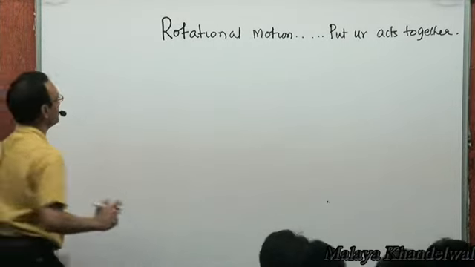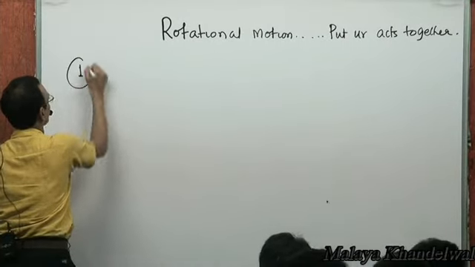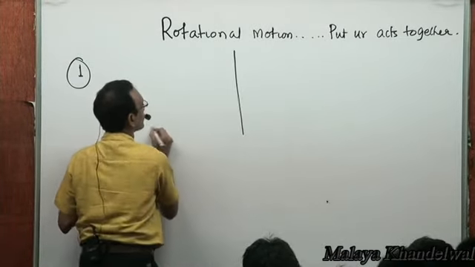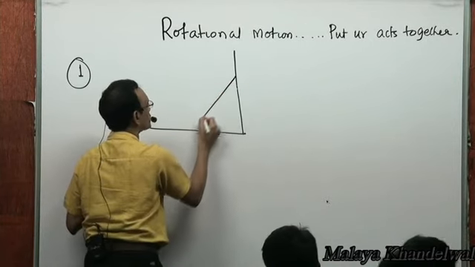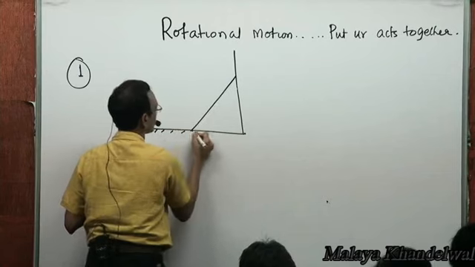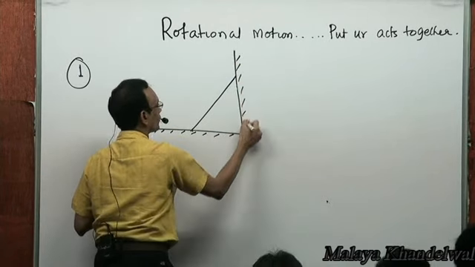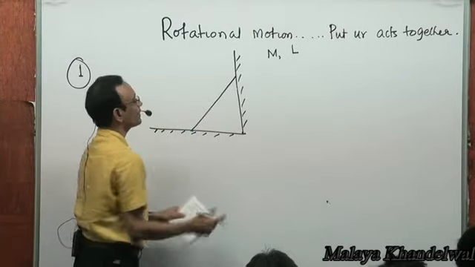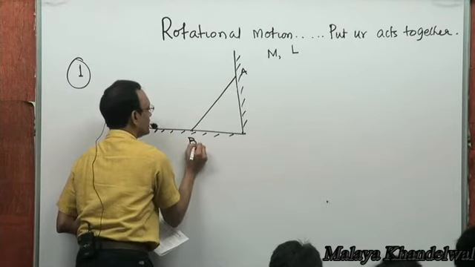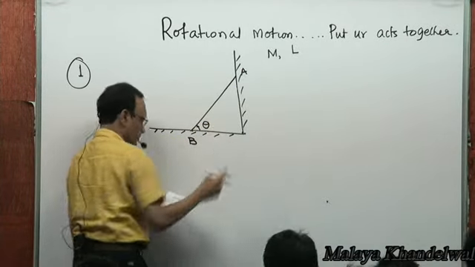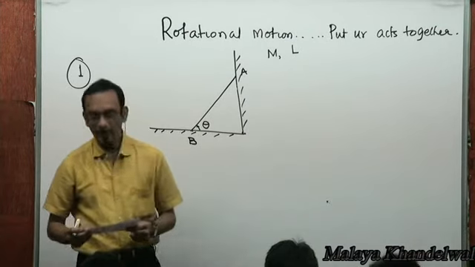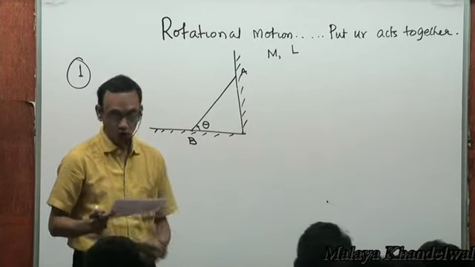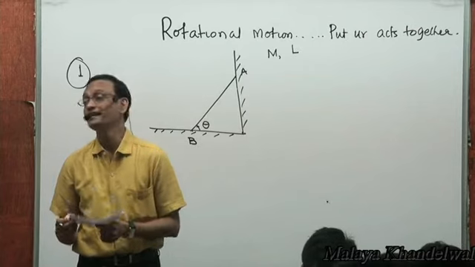Right, so the first problem of the sheet is about a uniform ladder resting on a smooth floor against a smooth wall. Mass M and length L of the ladder. Let me call it AB. The ladder AB makes an angle theta with the horizontal at the initial instant, and it is released from rest from this configuration. We want to find the acceleration of the ladder right after release.